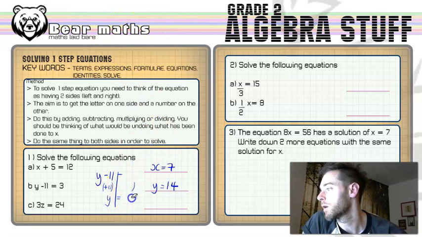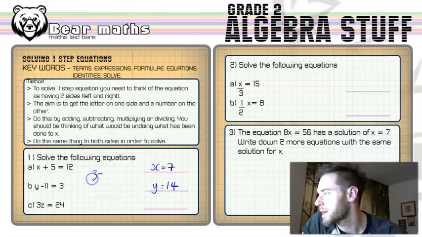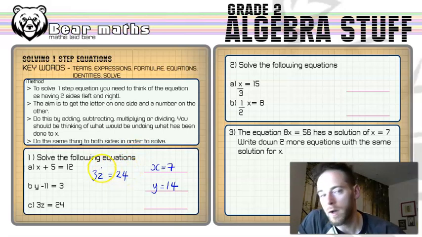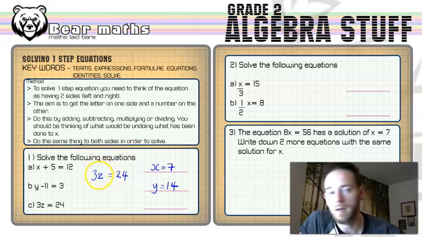And again, let's get rid of that working so I can squeeze in the working for the third question, C. This time we've got 3z equals 24. A little bit different. Now, I didn't quite explain in the last video, but if a number is next to a letter, it means that that number is being multiplied by that letter.